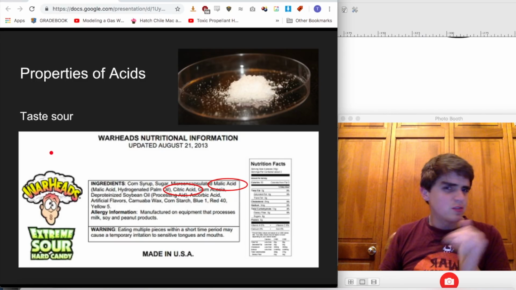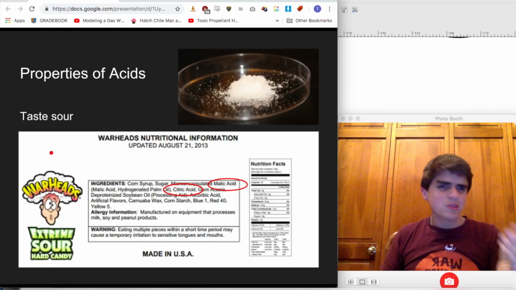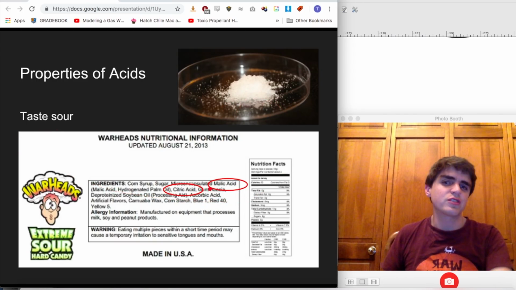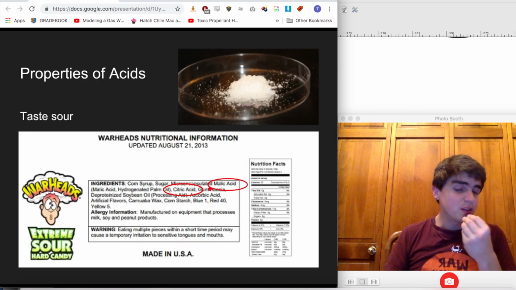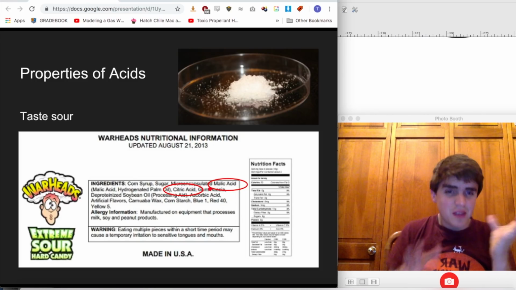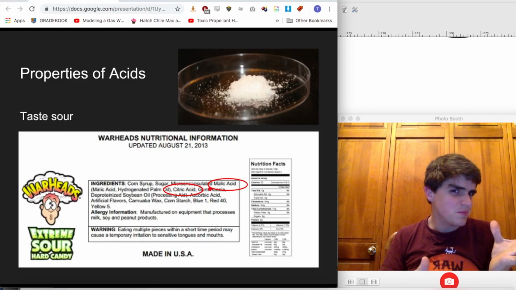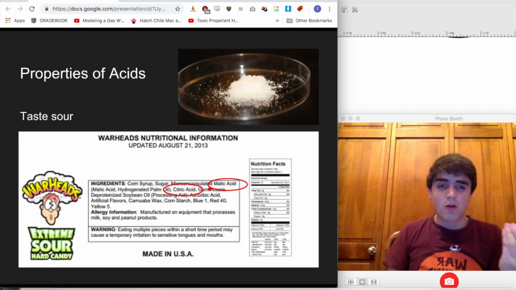Now, Warheads or Sour Patch Kids or any of these sour candies, they all pretty much are based around two chemicals, malic and citric acid. I circled them over here in the nutrition facts. And these chemicals have that very sour, it's not a bitter taste, it's almost that puckering taste, and almost an electrical taste to me, but it's not pleasant, but it's also not unpleasant. Acids generally have more or less that taste.